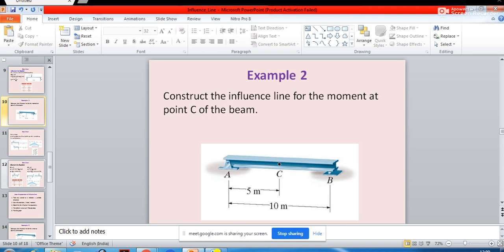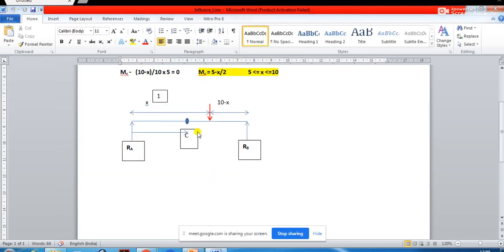If you remember, in the previous class we started with this discussion. Let's say this is the unit load, which is just outside of the beam. If this load starts moving and enters the beam at this point, and then gradually moves, you will have to find out what the moment at point C is at different positions of this load.